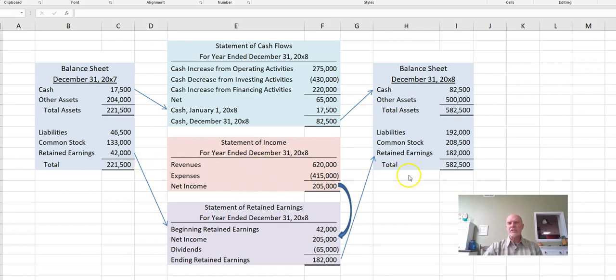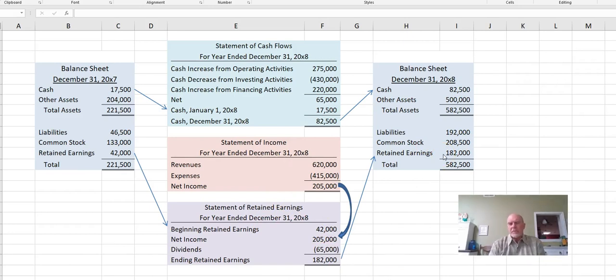So the balance sheets tell us the status at either point in time. But the income statement focuses on what happened throughout this time period, the operations that we had. And then along with the statement of retained earnings, it explains how we got from the beginning retained earnings to the balance at the end of year 8.